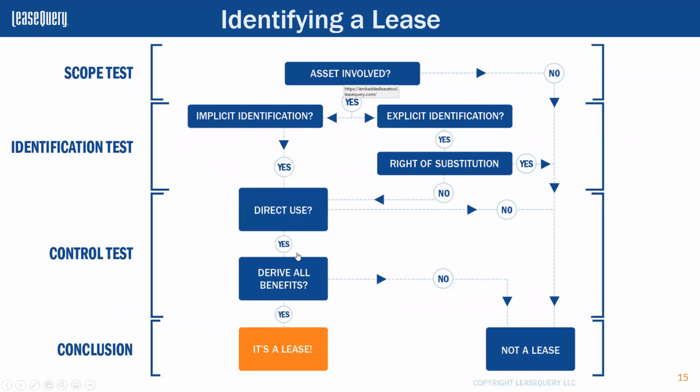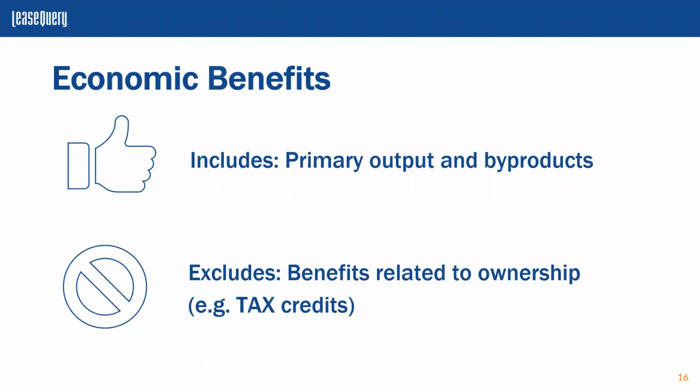So along with that, we're going to move down and take a look at deriving all the benefits. Again, we're still in this concept of control. And at any point, if we have a no throughout this flowchart, it directs us to not having a lease. So we're still in the lease, and we're going to walk through now, do we get the benefits? What are the benefits? How do you determine that? The benefits are going to be your primary outputs and byproducts, just like it says here. It's going to exclude things which would be related to ownership.